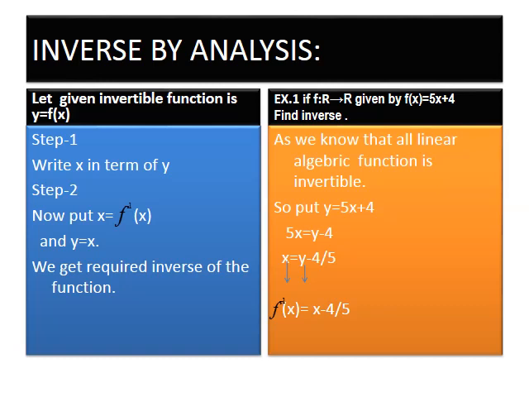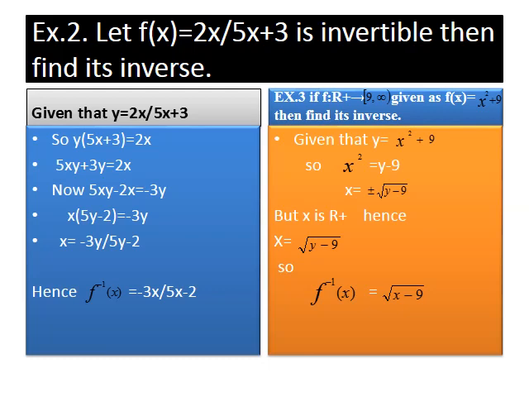Okay, let's see some more examples. Example number 2. Let a function f(x) equals 2x upon (5x plus 3) be invertible, then find its inverse. Okay, given that y equals 2x upon (5x plus 3), here we just have to find the value of x in terms of y first of all, by cross multiplying. After finding the value of x as minus 3y upon (5y minus 2), we replace x with f inverse x and y with x. So in this way we get f inverse x, the inverse of this function, equals minus 3x upon (5x minus 2).